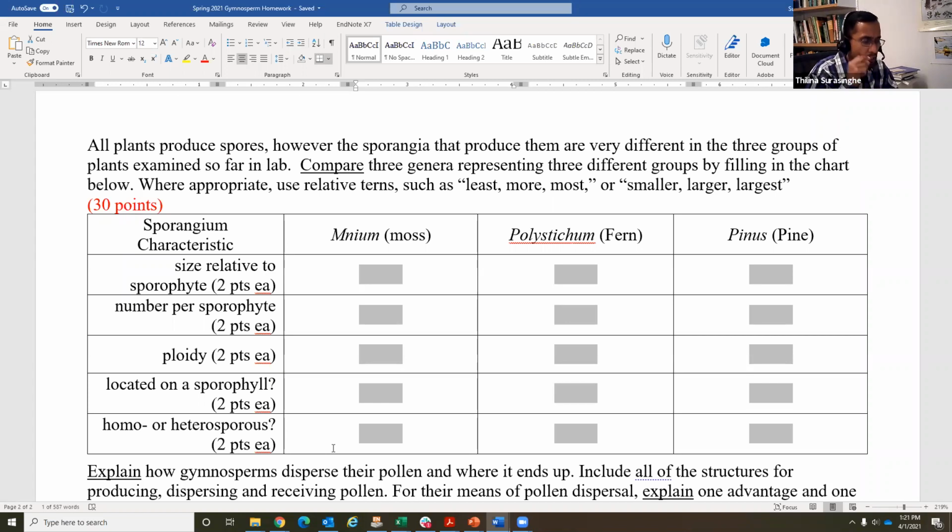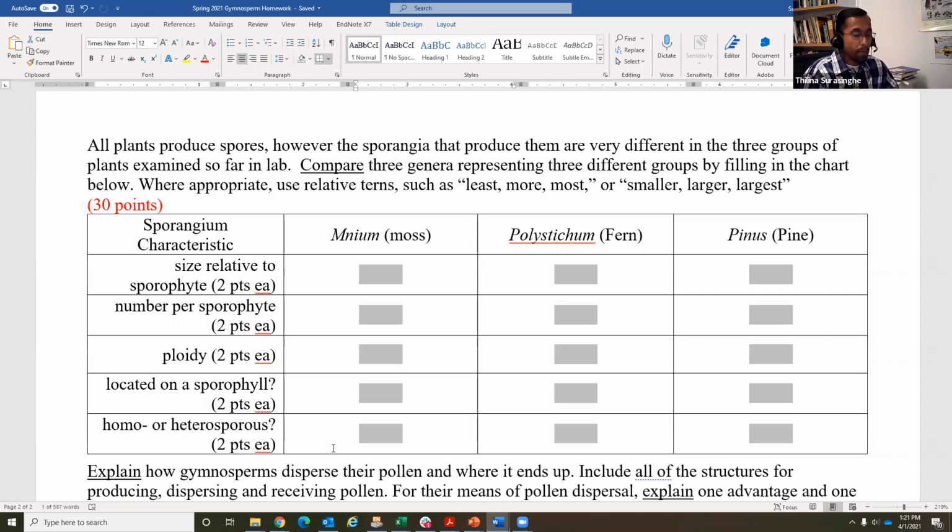Sporangium characteristics: size of the sporangium relative to the sporophyte. The sporangium itself becomes smaller when you move into much more recent lineages in the tree. And then the number of sporangia per sporophyte, how many sporangia are found per sporophyte. That feature is very few in older evolutionary branches. As tree evolution continues, you actually get more.